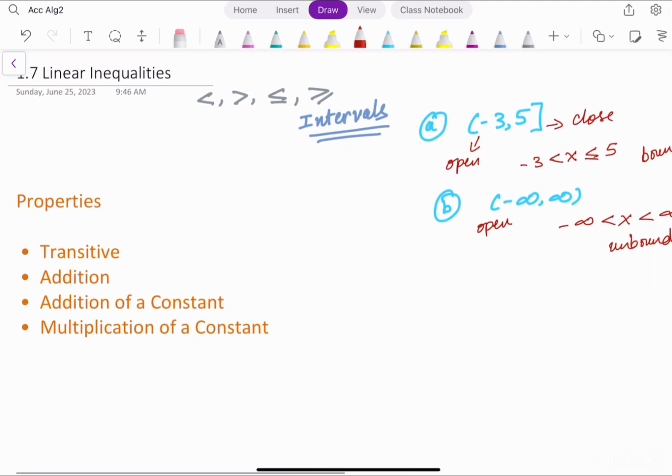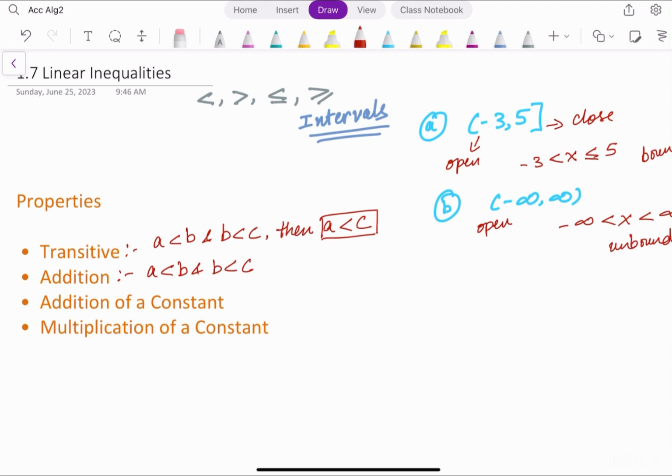Now you are already familiar with the properties: transitive, addition. Let's talk about them one by one. So transitive, that means it shows the transition. So if we have A is less than B and B is less than C, I don't need B. I can just say A is less than C. We have talked about it in great detail in geometry as well. So with addition, we are saying if we have two inequalities, then we can combine them.